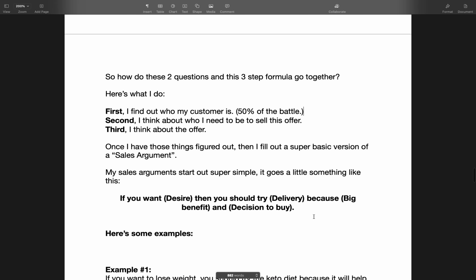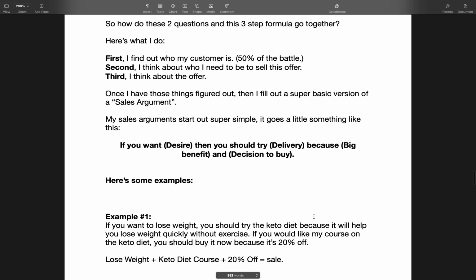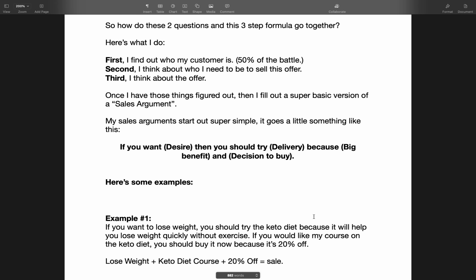And so here's some examples for you. Example number one, if you want to lose weight, you should try the keto diet because it will help you lose weight quickly without exercise. If you'd like my course on the keto diet, you should buy it now because it's 20% off, right? So lose weight, that is the desire. Keto diet course, that is the delivery. And then the decision is a 20% off sale, right?